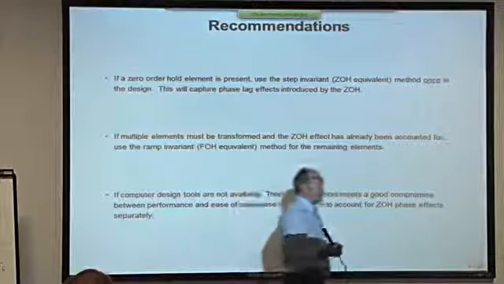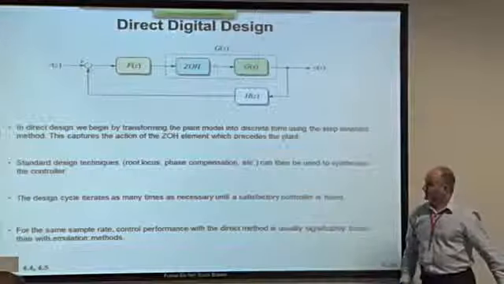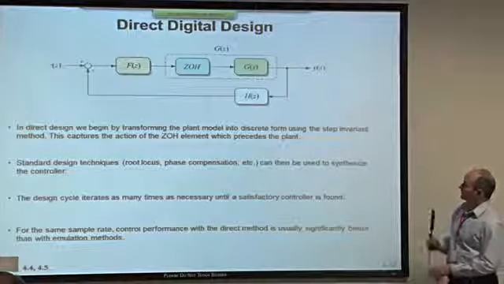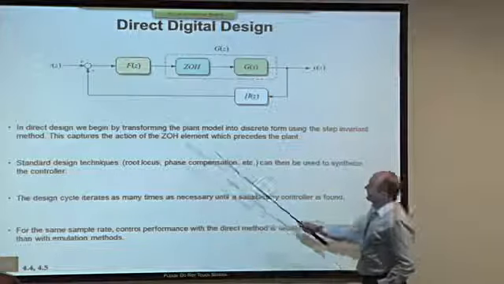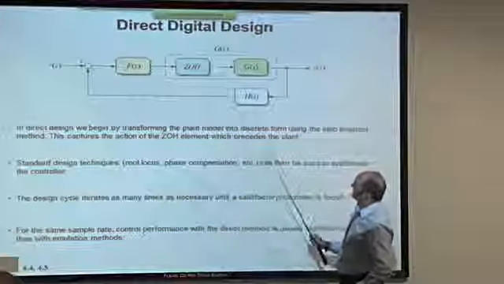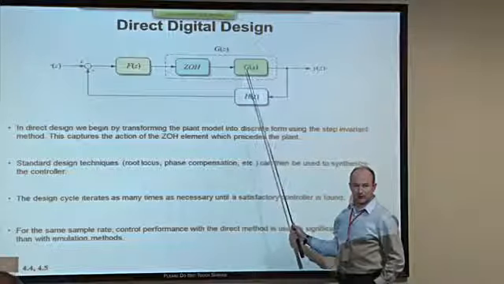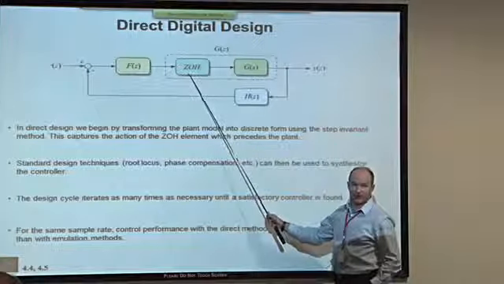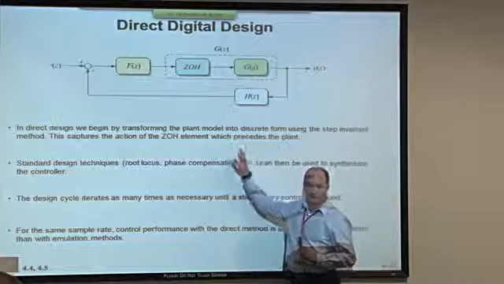Now moving on to the other design technique called direct digital design. It's relatively easy to explain because we've already done all the hard work. We take the opposite approach. We throw away any existing controller and we design it completely from scratch. The first step in this technique is to transform the plant into the discrete time domain. We want the Z transform of the plant, and in so doing we want to capture the phase lag effects of the zero order hold. So we use the step invariant method, or the zero order hold equivalent method.